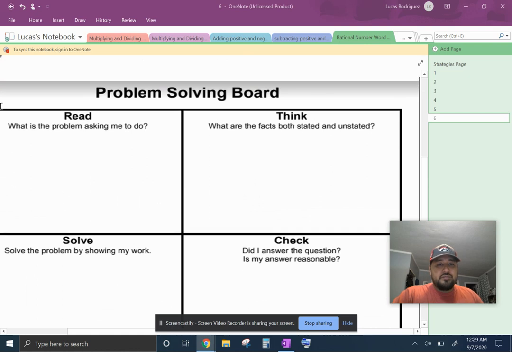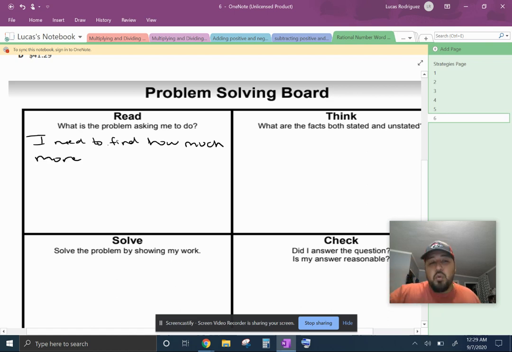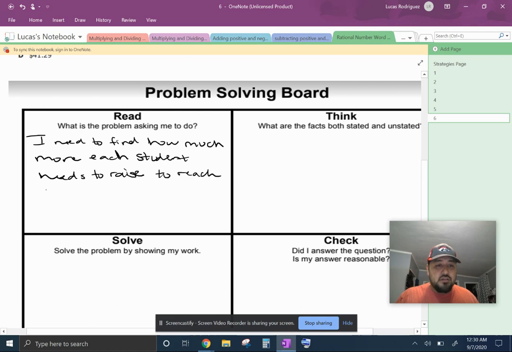For my read, I'm going to put... I need to find how much more, which is important, not how much they should raise, but how much more they need. Each student needs to raise to reach the total goal.